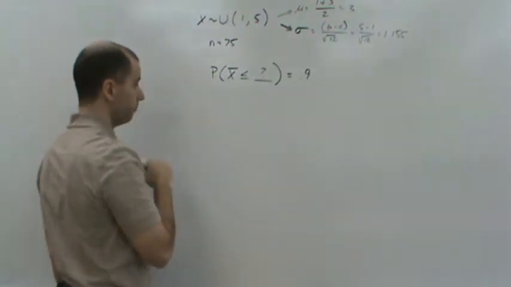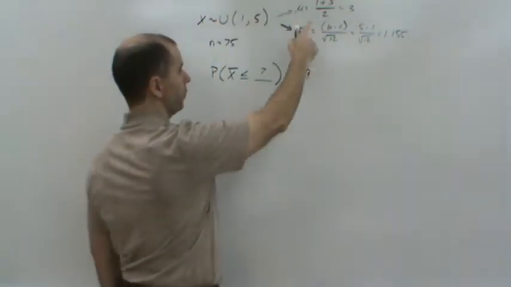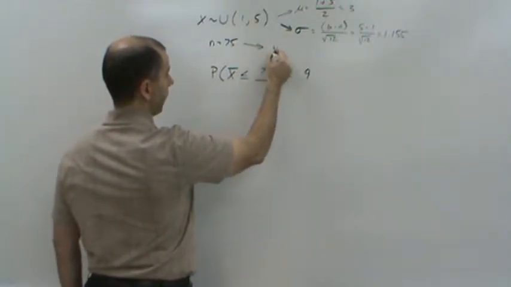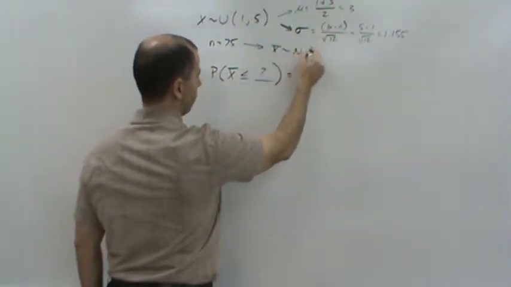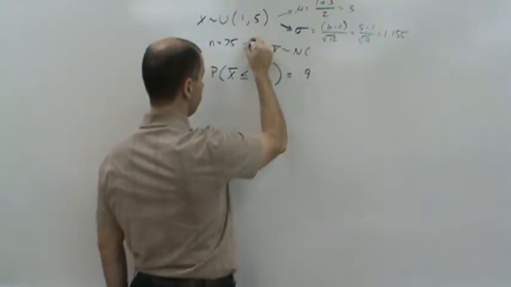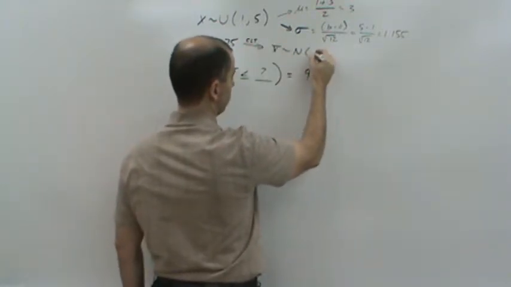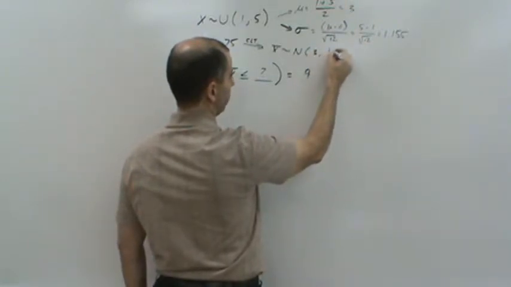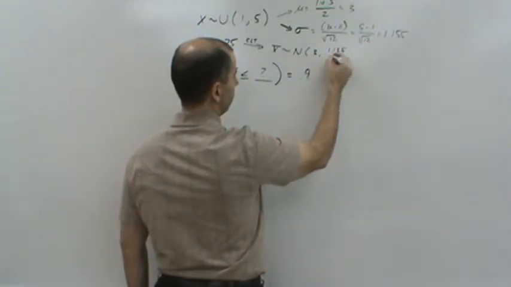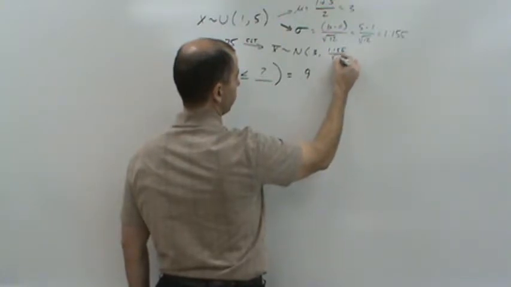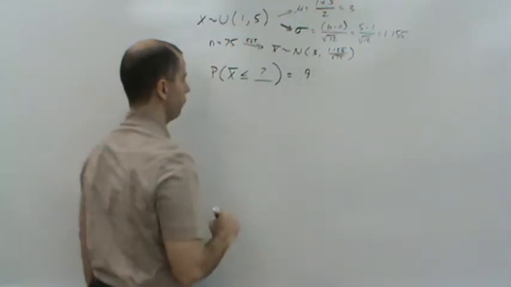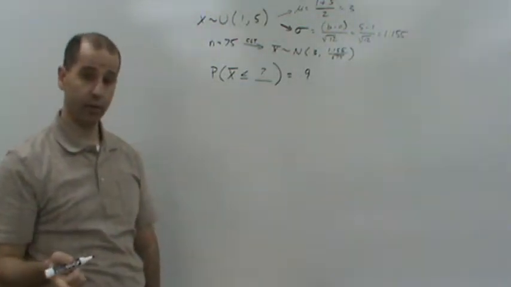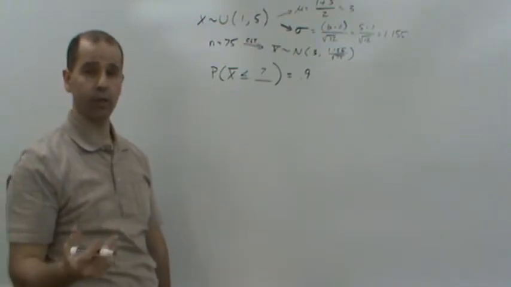Given this information for mu and sigma, this tells us that x bar is going to be normally distributed. By the central limit theorem, it's normally distributed with a mean of 3 and a standard deviation of 1.155 divided by the square root of 75. So I'll put that there. Now we're going the other direction. We're looking for an x value, so inverse norm is the function that will give that to us.